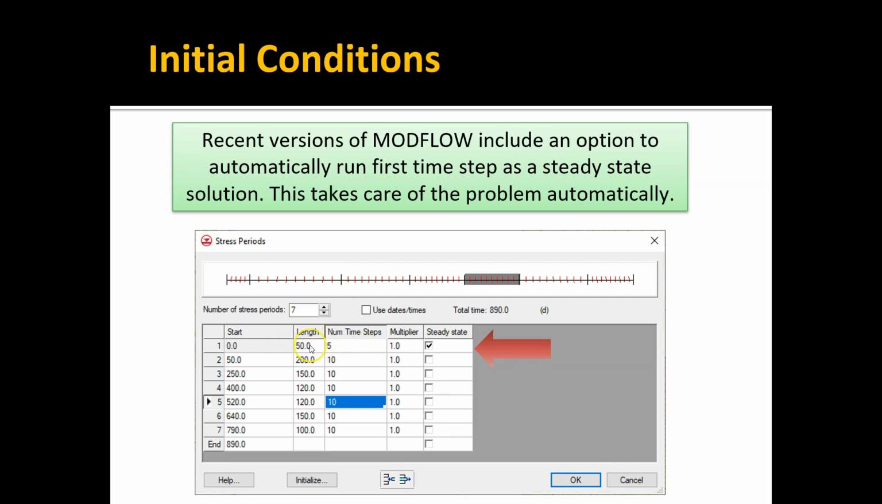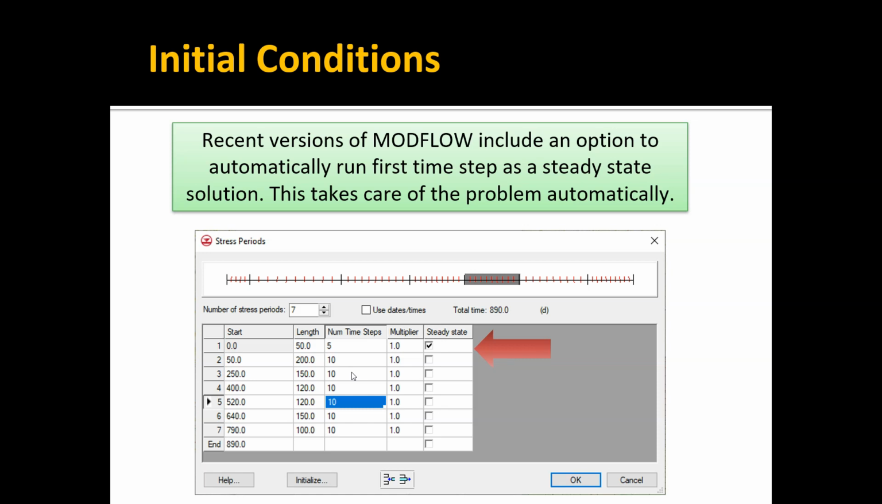So each stress period has a length. This first one is 50 days with 5 time steps. This next one is 200 days with 10 time steps, 150 days with 10 time steps, and so forth. So the stress periods define the periods of time when your model inputs change. So you change your recharge, your pumping rate, whatever, at the beginning of a stress period, or you define it stress period by stress period.